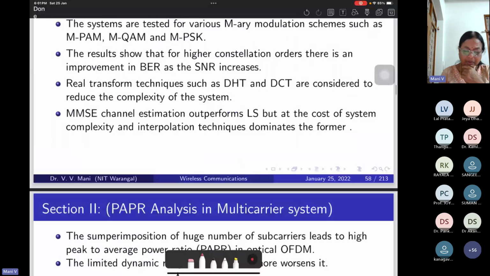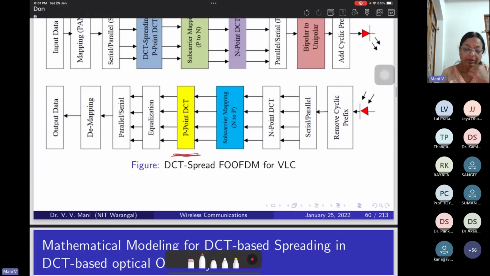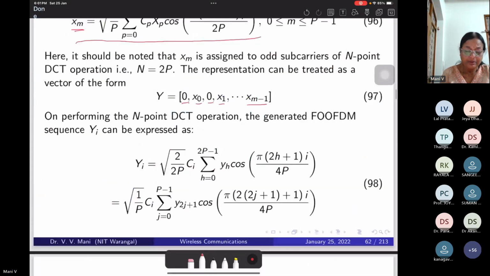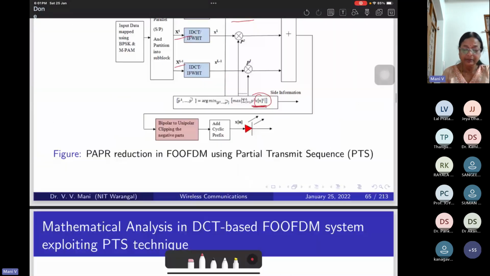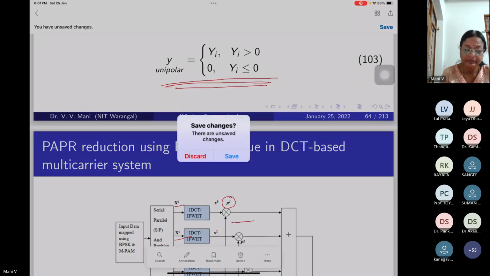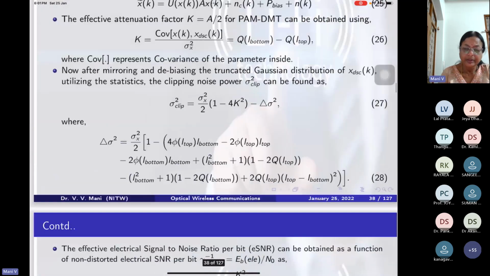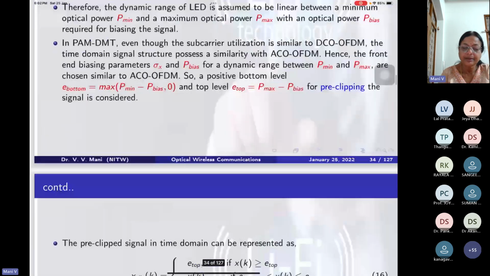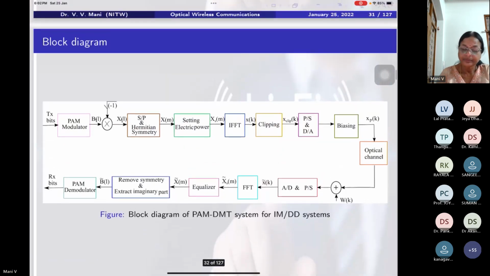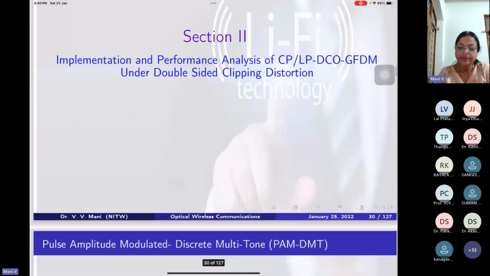If you go on talking about PAPR, it is also another problem in visible light communication. It is also solved with different techniques. I'm not going deep into the mathematics. We have conducted one more experiment, which I can show you. This has become a journal paper in the IEEE Journal of Lightwave Technology.